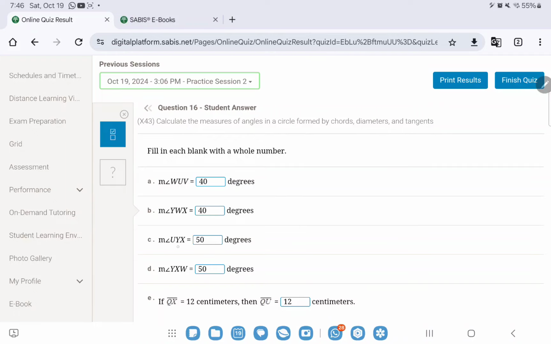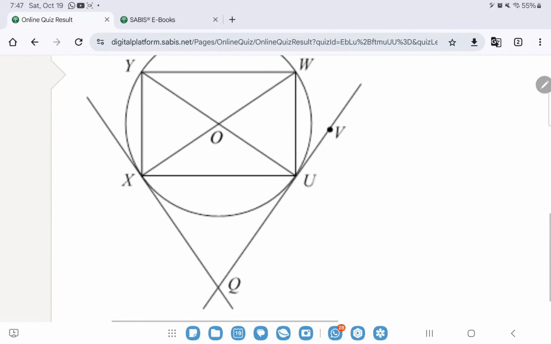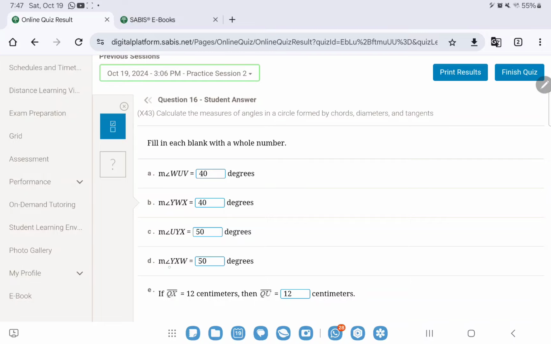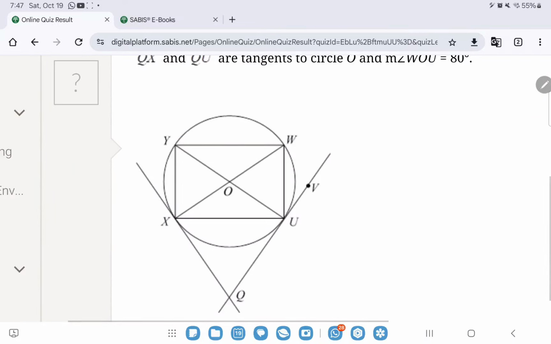Now, UYX. Same thing. If this is 80, this is 40, this is 40. So, sorry, this is 50, this is 50. I'm so sorry, guys. Anyways, so this is 50. Now, YXW. This we said is also 50.